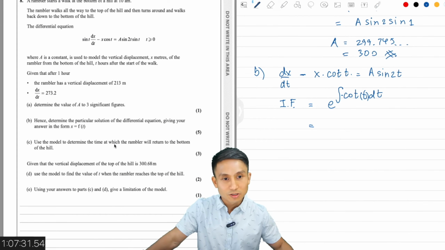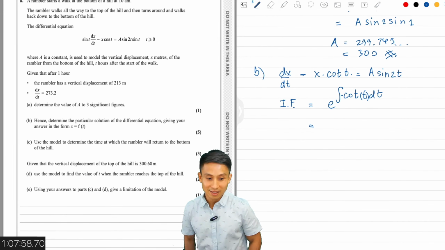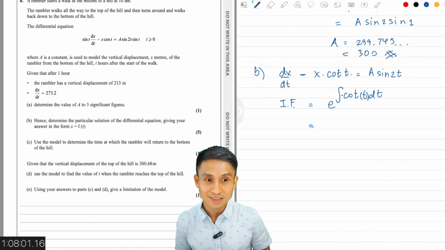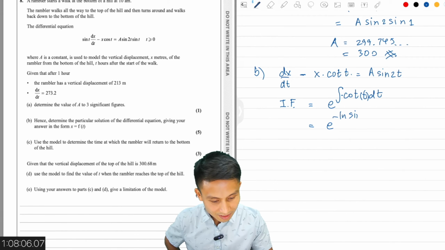All right, yeah. So the integral of cot t, let me just check the formula here. Integral of cot t. I just forgot the formula. So let's look at the pure math formula there. We don't have this one. Hang on. I can't find it. Okay, found it now. So it's ln, it's just ln sine t, basically. So this is e to the minus ln sine t.